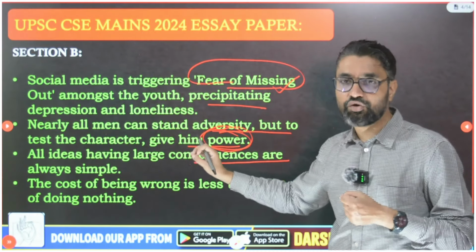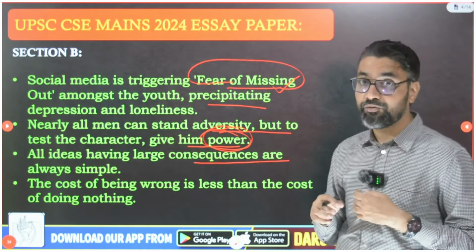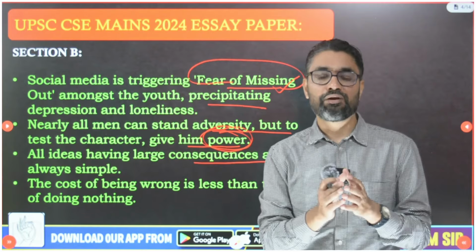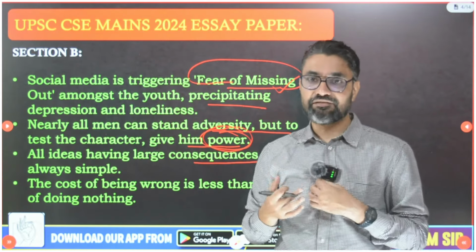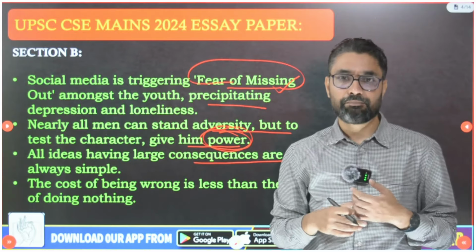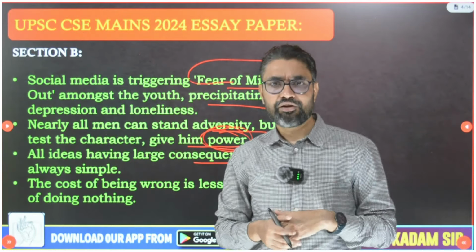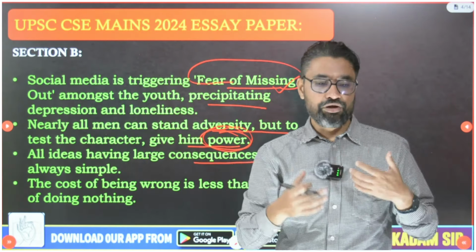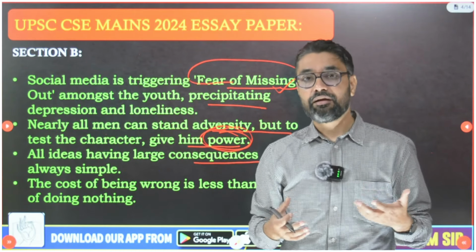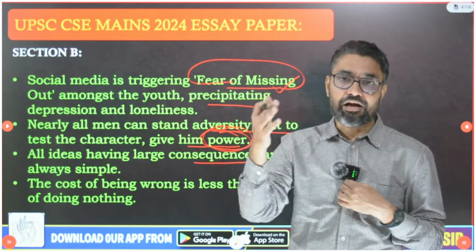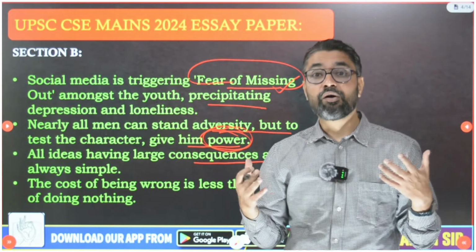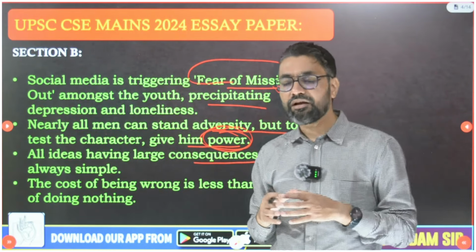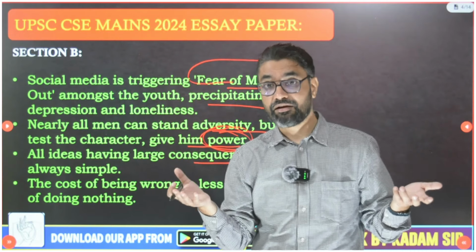So first we will discuss the core of the essay. All ideas having large consequences are always simple. If you are able to articulate your thought process in simpler words, it will have larger consequences. So here you can define with some historical example, like John Locke's theory of fundamental rights. He talked about very basic, sensible things: that every person should have the right to life, right to privacy, right to dignity, etc. But this idea, when he articulated it properly, now governs every constitution and every person's life on this planet.